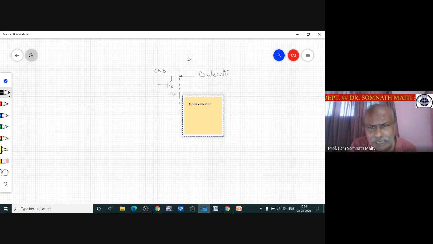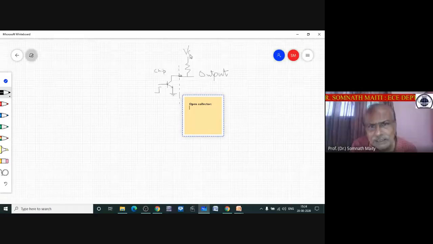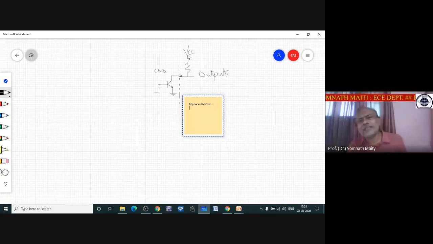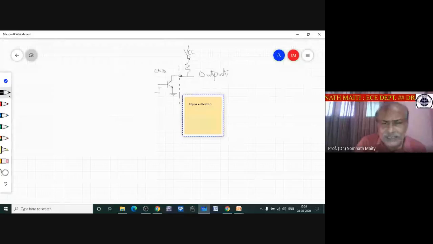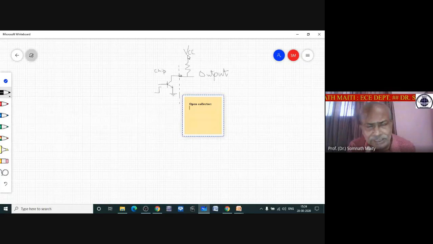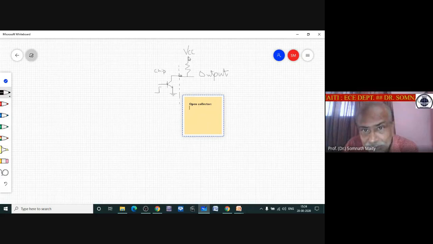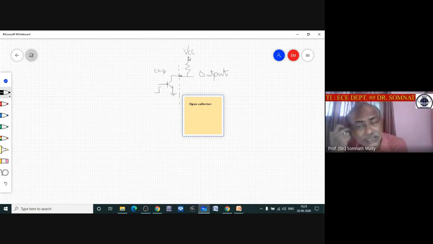If you connect a resistance, and this is your VCC, the supply voltage, which can be anything, thereby this is called pull up. This is open collector, and you are connecting a resistance. Thereby you can change the voltage level to drive the external device. Basically this is called wired AND.